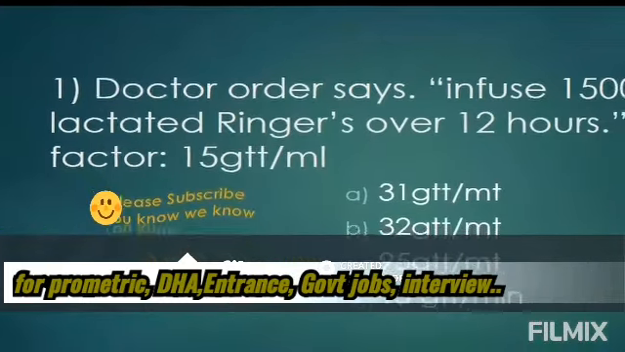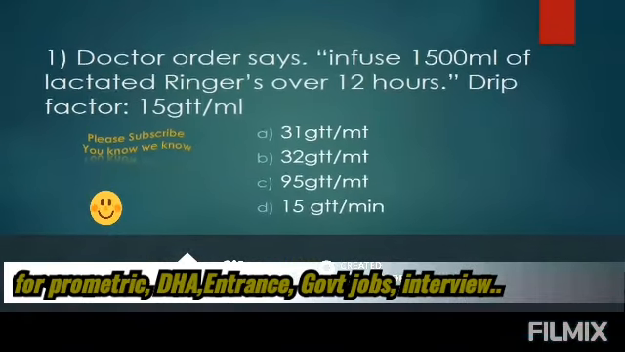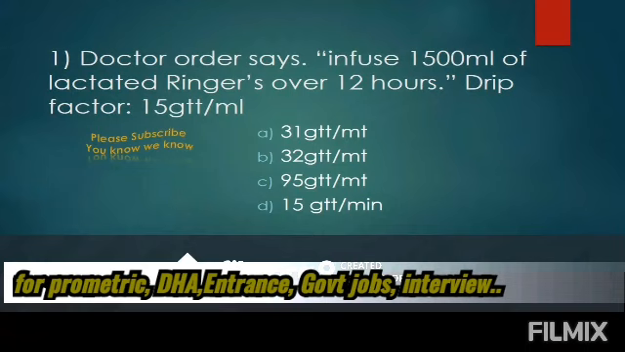Doctor orders: infuse 1500 ml of lactated Ringer's over 12 hours. Drip factor is 15 GTT per ml. So here we have to follow the basic drop factor formula. Always remember 1000 ml is equal to 1 liter. So here we are going to infuse 1.5 liters, that is 1500 ml.